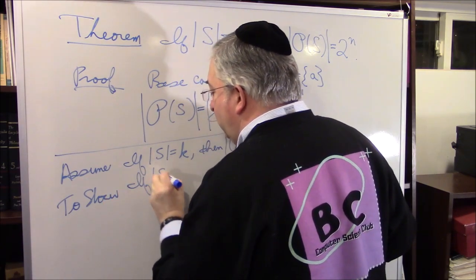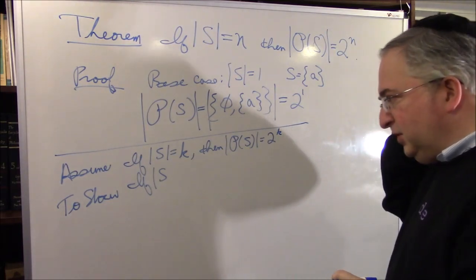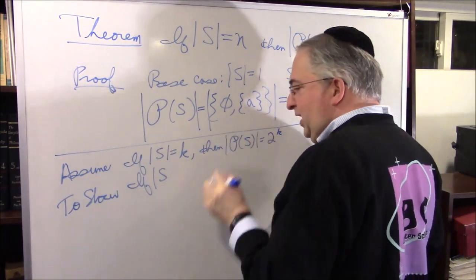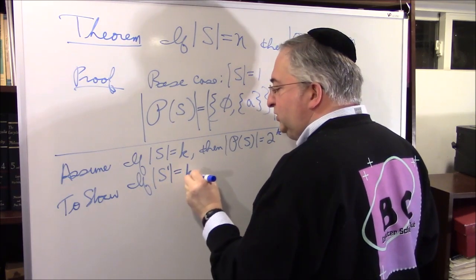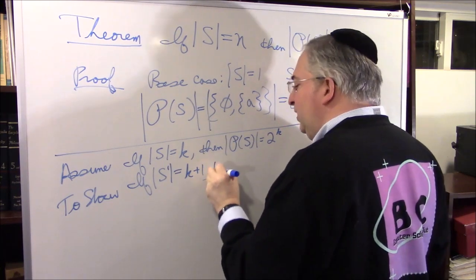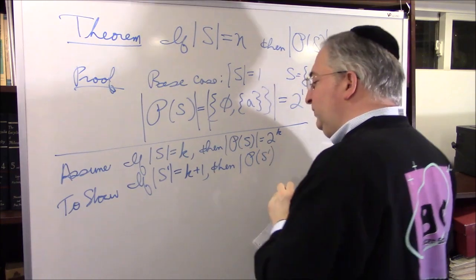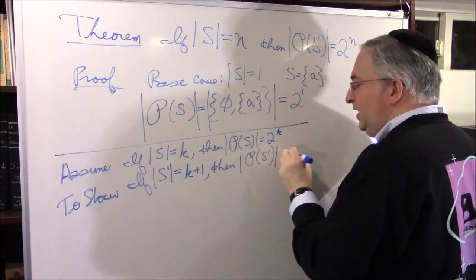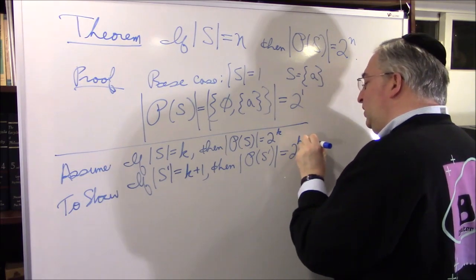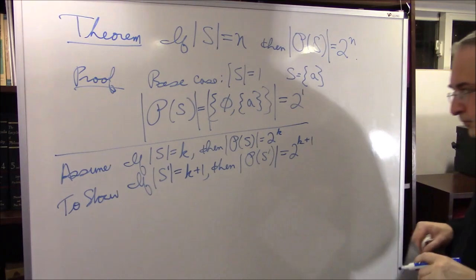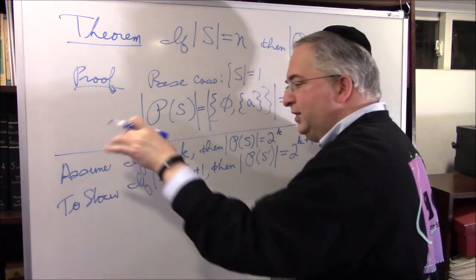Now, to show: I'm going to write a different S here, because here I'm talking about the set S. So let's talk about a set S prime. If the set S prime has K plus 1 elements, then the power set of S prime, that's a different set than that, has 2 to the K plus 1 elements. Okay, that takes care of that. So this is what we're assuming, and this is what we're showing.